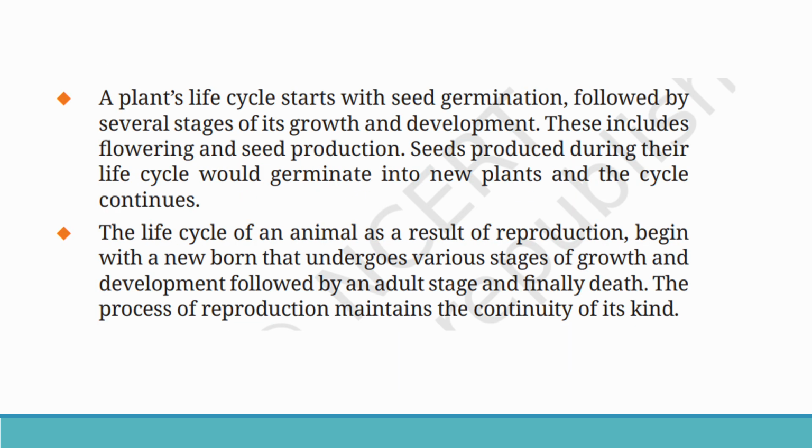A plant's life cycle starts with seed germination, followed by several stages of its growth and development. This includes flowering and seed production. Seeds produced during their life cycle would germinate into new plants and the cycle continues. The life cycle often begins with a seed. When the seed gets the right conditions, water, warmth, and sometimes light, it germinates. Then the seedling grows into a mature plant.